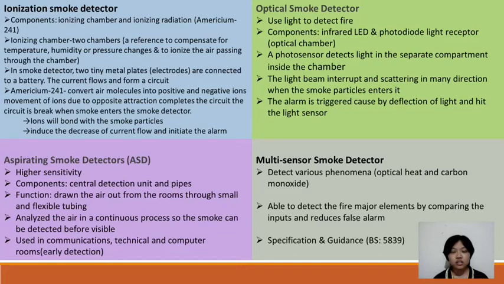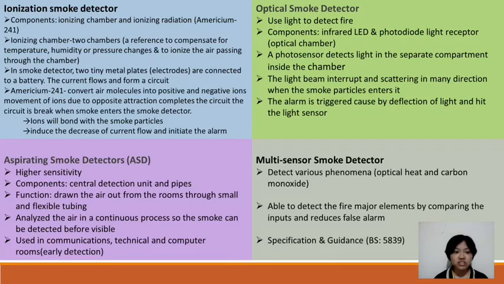Second, optical smoke detector. This detector detects fire by using light. So the components are infrared LED and photodiode light receptor. A photosensor detects the light in the separate compartment inside the chamber. So when the smoke particles enter the smoke detector, the light beam is interrupted and scattered in many directions. The alarm is triggered caused by the light diffraction and hits the light sensor.